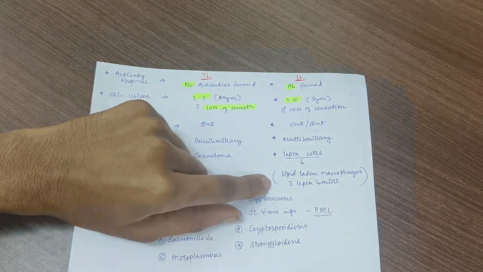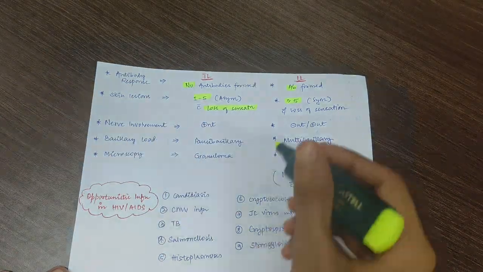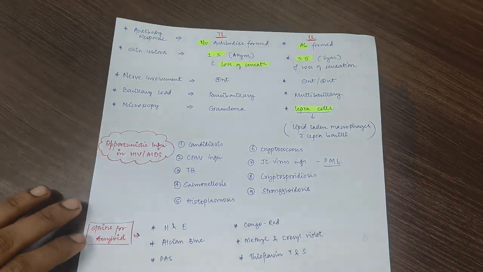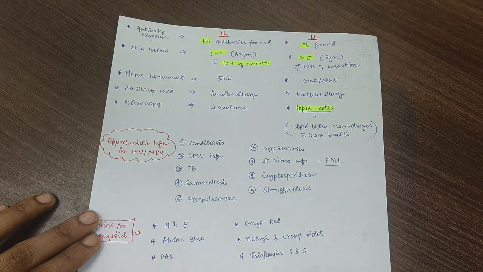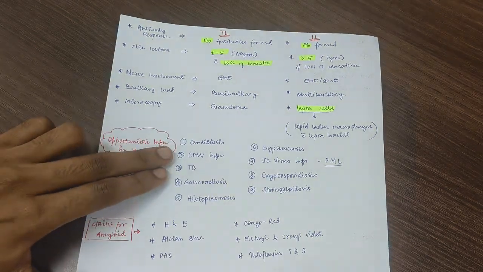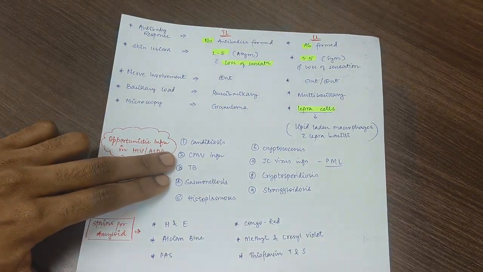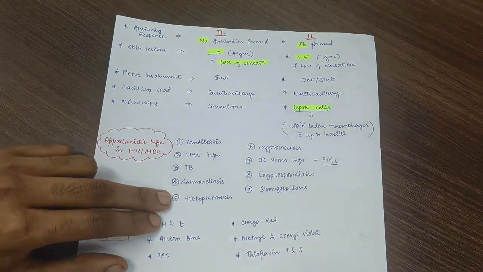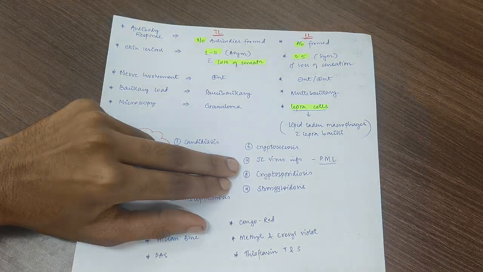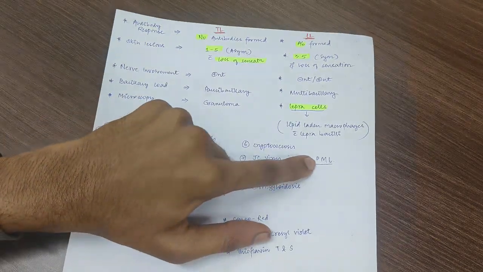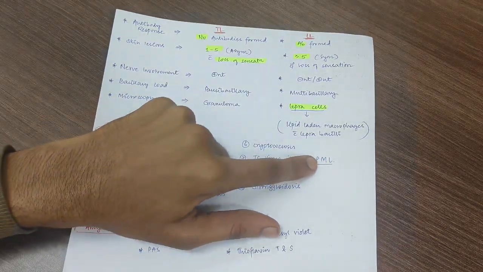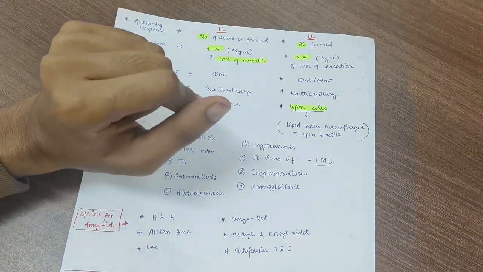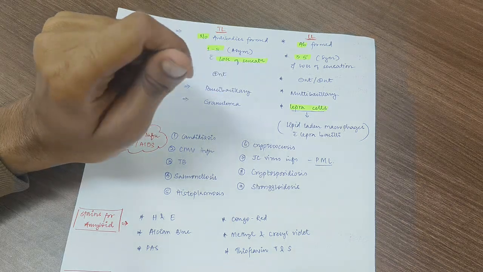They are lipid laden macrophages with lepra bacilli, that is lepra cells. Next, coming to the opportunistic infections in case of HIV or AIDS: candidiasis and cytomegalovirus infection, tuberculosis, salmonellosis, histoplasmosis, cryptococcosis, JC virus infection, which will cause progressive multifocal leukoencephalopathy.